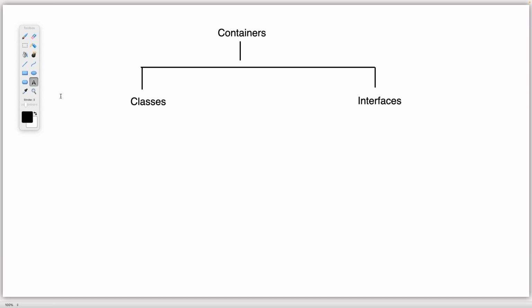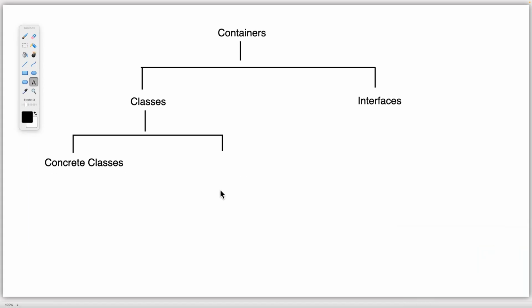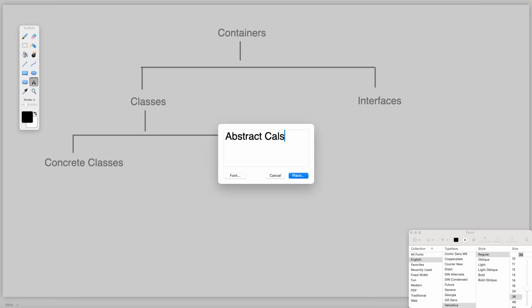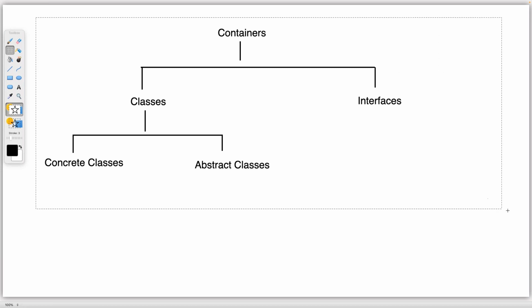Next, these classes are divided into two types. Understand the classification. What are the two types of classes here? First one is concrete classes, and the second one is abstract classes. Concrete classes and abstract classes. These are all the classes we are having. Understand it now. This is the actual classification in Java.